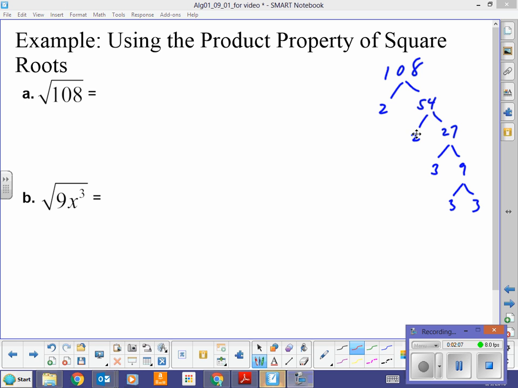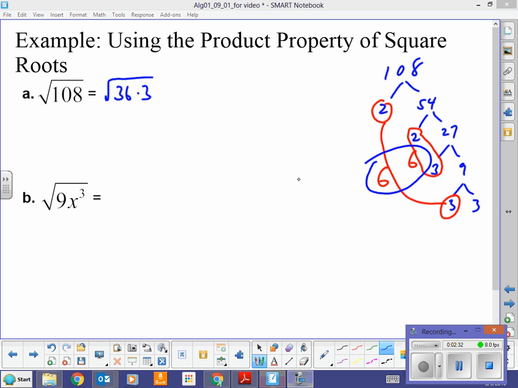So what I can do here is have a pair, a 2 and a 3 as a pair, and a 2 and a 3 as a pair. So I've got 6, 6, 3. So I can think of this as 36 times 3. So 108 is 36 times 3. And the 36 is important because I have a pair of factors. That means it's going to have a square root of 6, right? 36 times 3 is going to be equal to the square root of 36 times the square root of 3, which is equal to 6 times radical 3. And that's the simplified form right there.